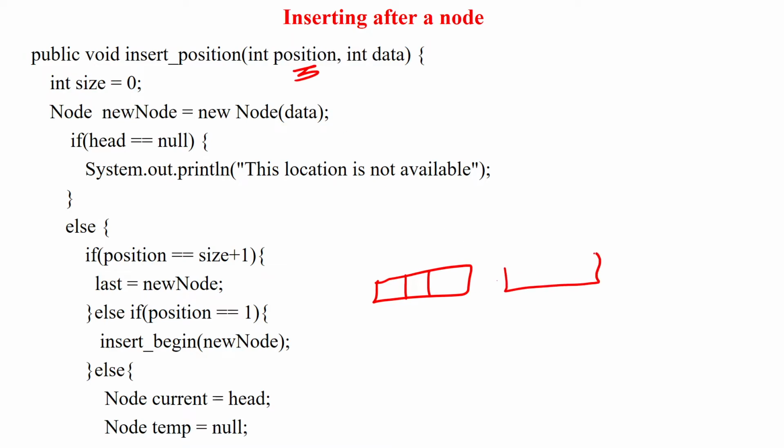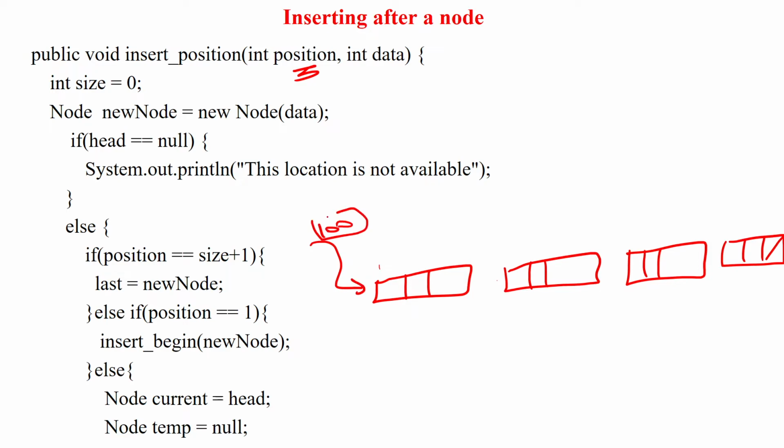I want to insert at position number 3. For that, what we have to do: here the head pointer is denoting the first node, address may be 100. Then we are creating two temporary variables. One is the current variable and another one is the temp variable. So head will be assigned to current. Then temporary is simply assigned with null node, empty node.